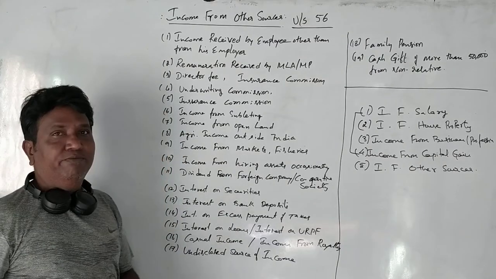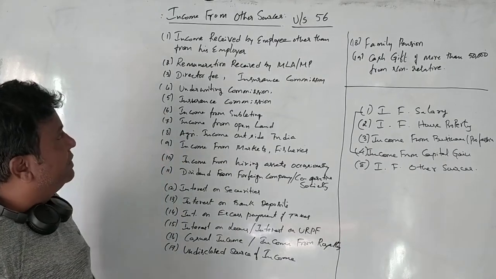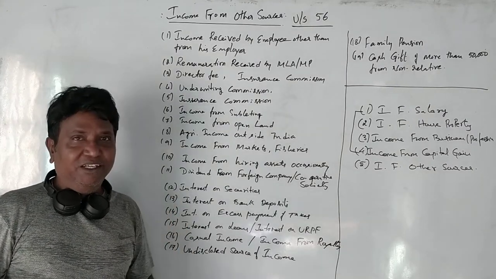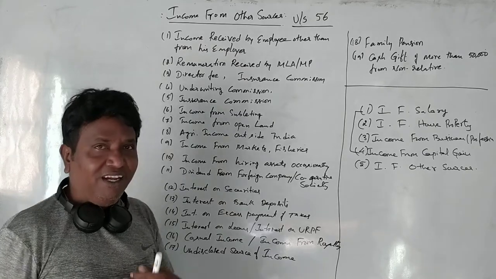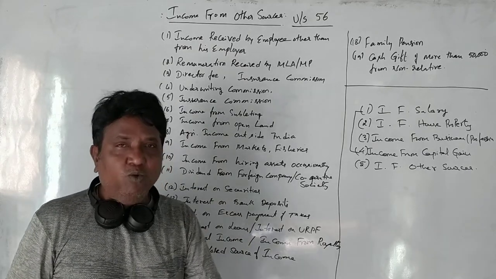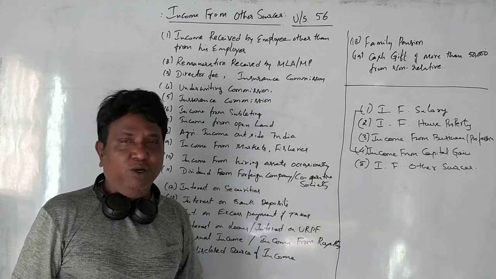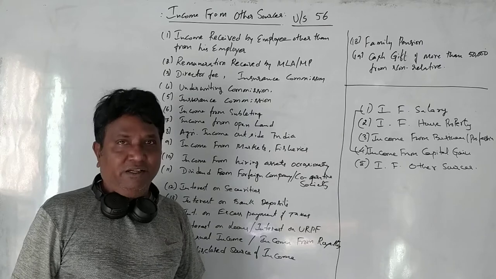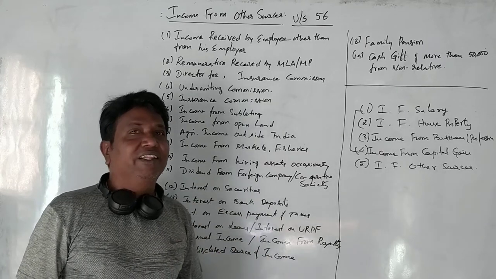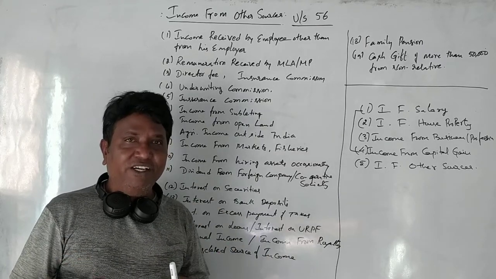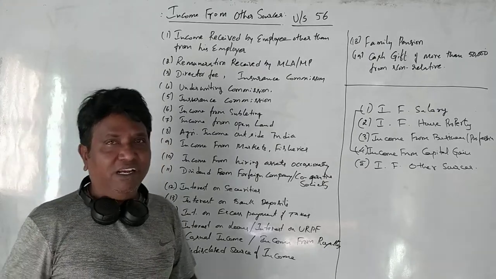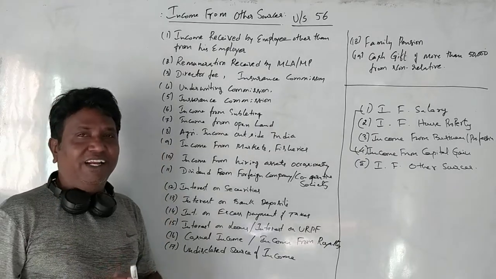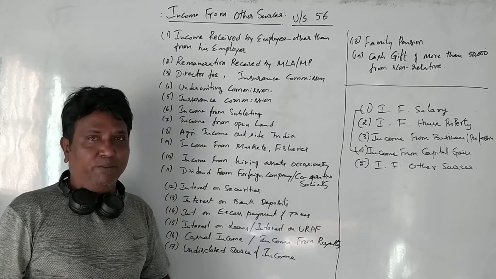The first income is income received by an employee other than from his or her employer. Means, if you receive any income from a person who is not your employer, who is not your company, though your company is not paying for the services which you are rendering, you are rendering a service to a third party. So, sir, let us give clarity about this topic.